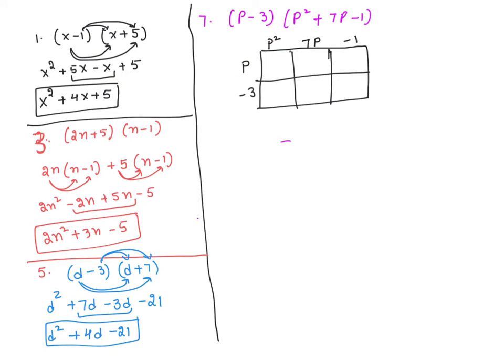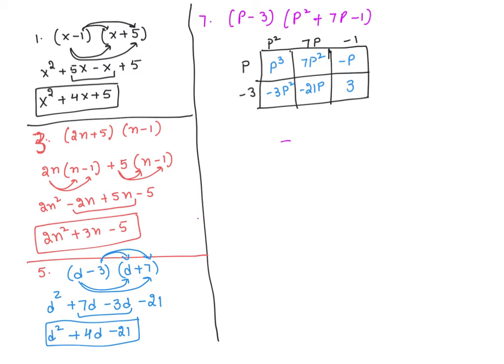p times p squared is going to be p cubed. p times 7p is going to be 7p squared. p times negative 1 is negative p. Negative 3 times p squared is negative 3p squared. Negative 3 times 7p is negative 21p. Negative 3 times negative 1, and that would be 3.